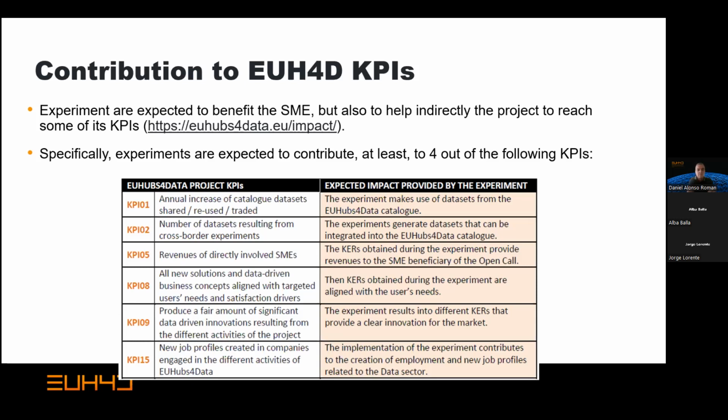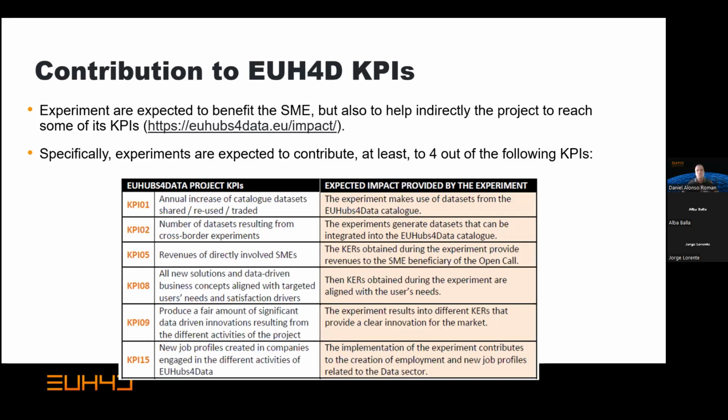New solutions and data-driven business concepts aligned with targeted user needs and satisfaction drivers. As companies, you know better than us: if the results obtained during the experiments are aligned with your users, you can claim that some of the results align with your customer needs. The 9th point, I think all the experiments can contribute to this KPI, which is to produce a fair amount of significant data-driven innovations resulting from the project. So as long as your experiment results in innovation, you can contribute to this KPI. And finally, new job profiles created in companies in the Hubs4Data. So new profiles and also new jobs. If you can contribute to this KPI, you can also include that.